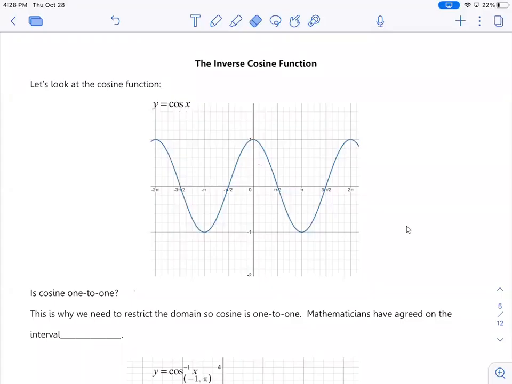All right, let's talk about the inverse cosine function. So here's your graph for the cosine function, which you are very familiar with. Would you consider this function to be one-to-one?